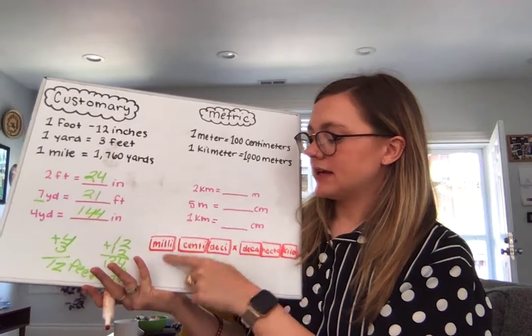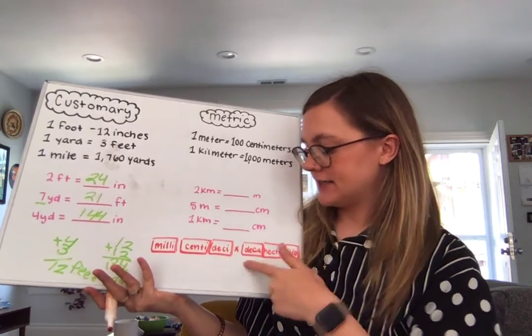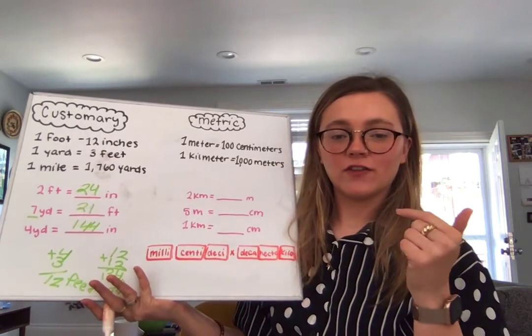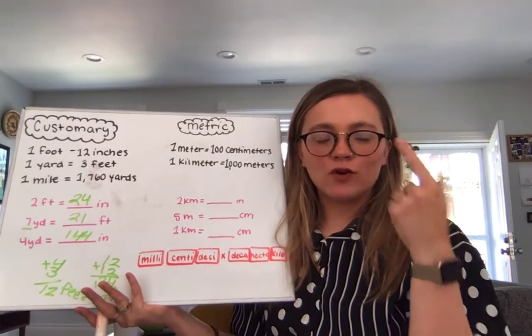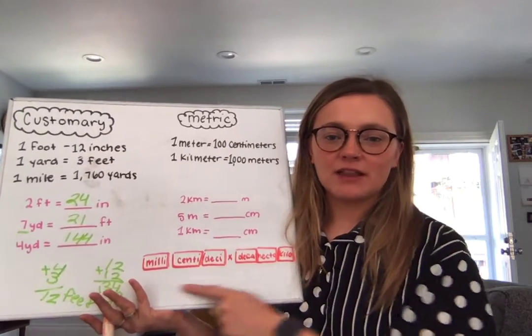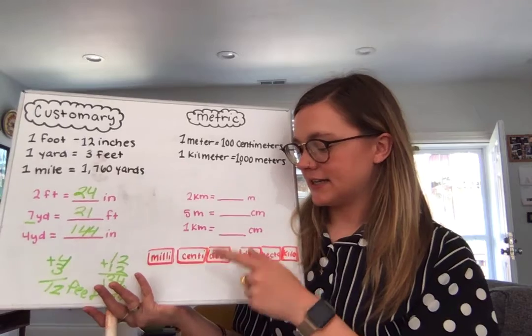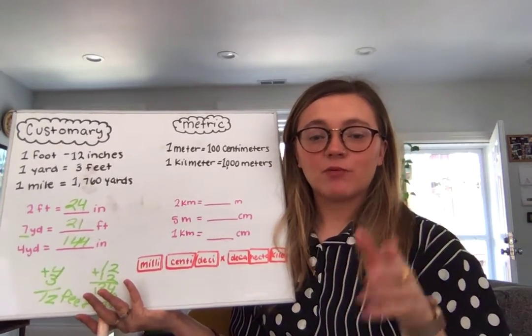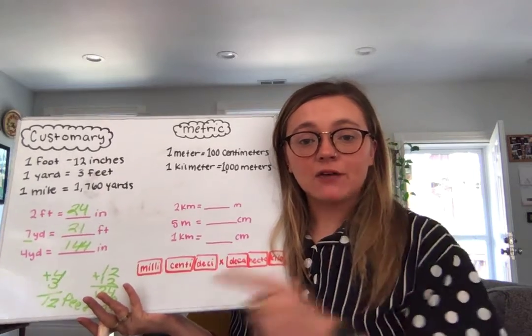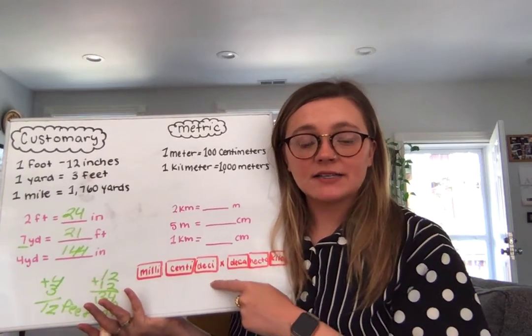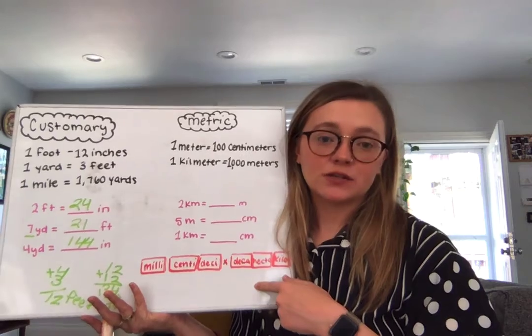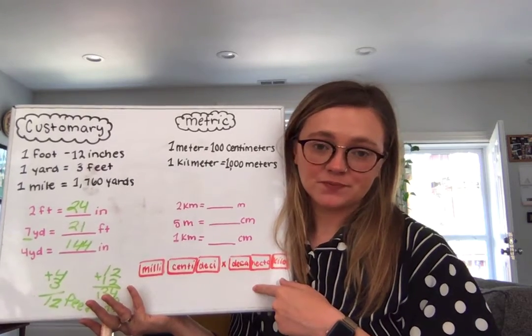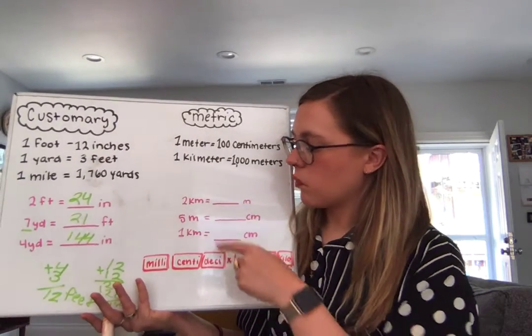And the song goes, milli, centi, deci, deca, hecto, kilo. Sing that song to yourself over and over again, and when you get a test, you can write this at the top of the page. Milli, centi, deci, deca, hecto, kilo. That's going to help you remember the order, and every time you go from one to the next, you are moving your decimal or adding a 0. So let me show you what I mean.